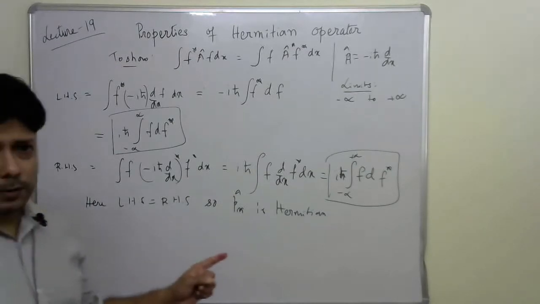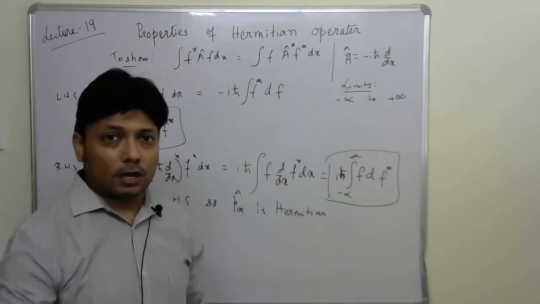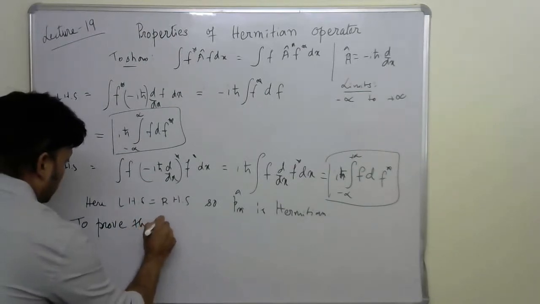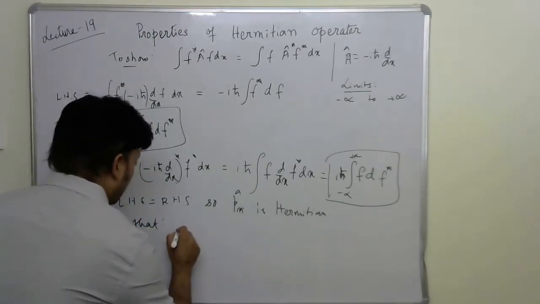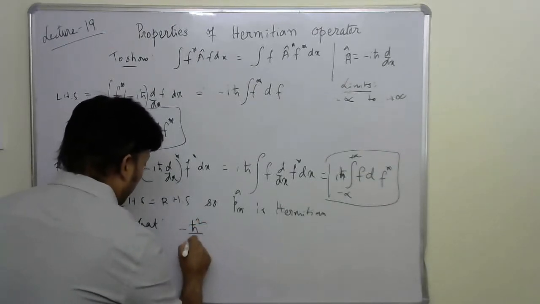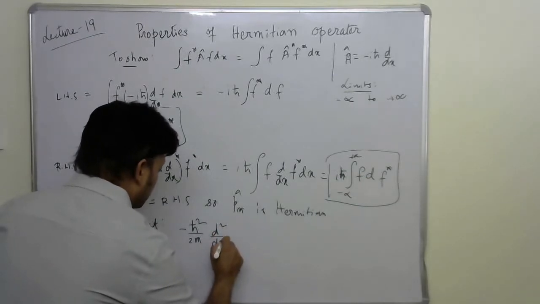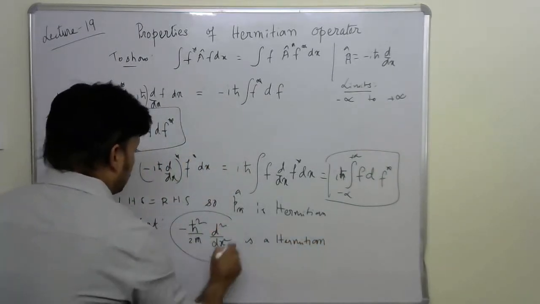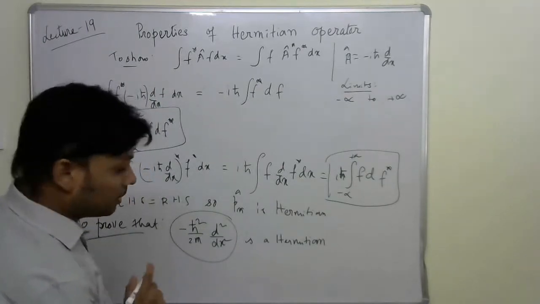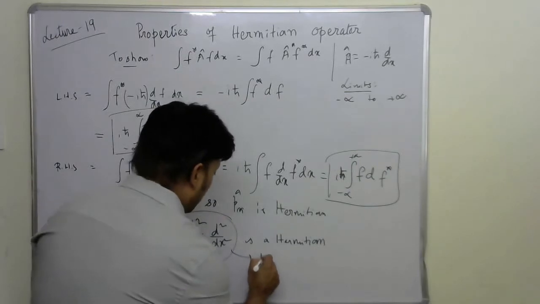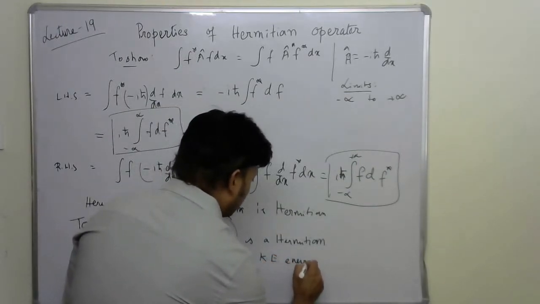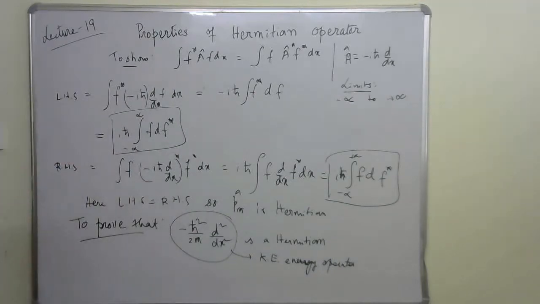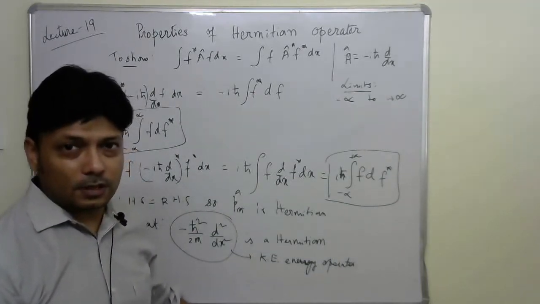Okay, so now if you have understood this process, how we approach, it is your job to prove. So I am giving you as a home assignment, it is your job to verify that minus ħ² divided by 2m d²/dx² is a Hermitian operator. All right, so yes, you got it. This is nothing but the kinetic energy operator. So we have to prove that this is a Hermitian operator.